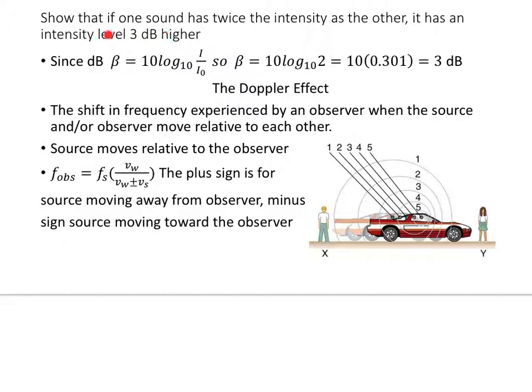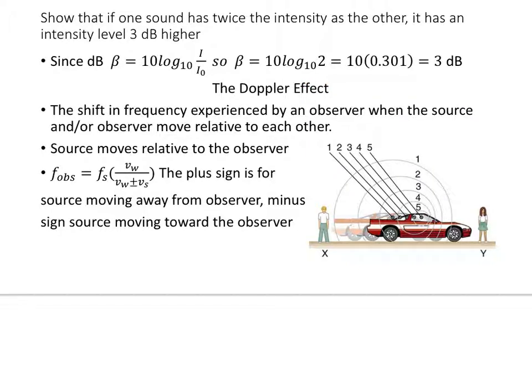All right, here's one more problem, pretty simple one. If one sound has twice the intensity as the other, show that it has an intensity level of 3 dB higher. Okay, so we're going to use the same equation here. The only difference is this is not going to be the threshold of hearing. These two ratios are just going to be the two sounds. And so that ratio is going to be 2, since this one has twice the intensity of that one. So it just boils down to 10 log 2.